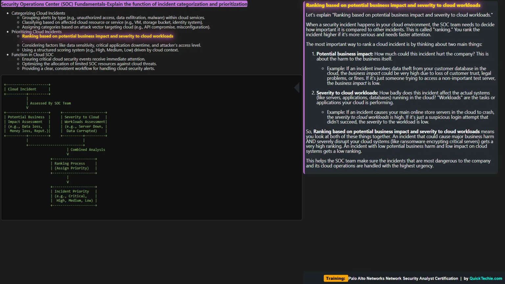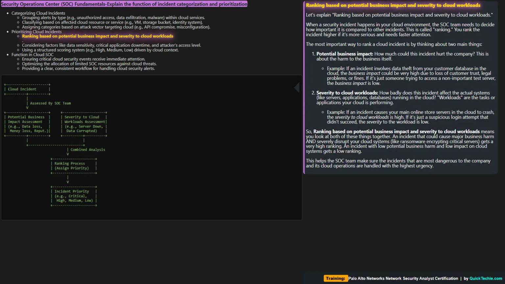Let's explain ranking based on potential business impact and severity to cloud workloads. When a security incident happens in your cloud environment, the SOC team needs to decide how important it is compared to other incidents. This is called ranking. You rank the incident higher if it's more serious and needs faster attention. The most important way to rank a cloud incident is by thinking about two main things. 1. Potential business impact. How much could this incident hurt the company? This is about the harm to the business itself.